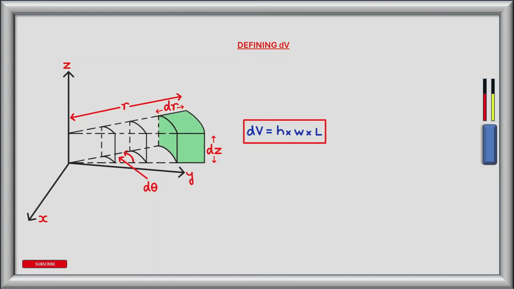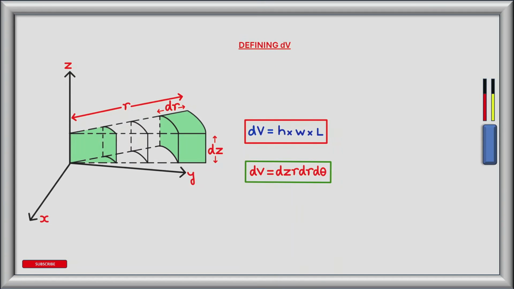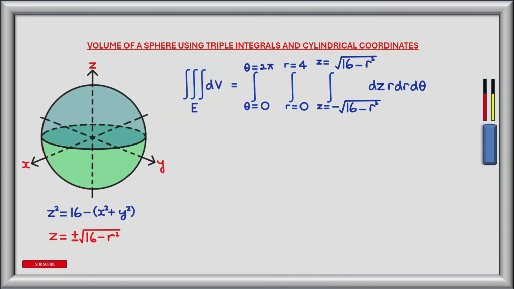Now the arc length of a circle is given by the radius multiplied by the central angle theta. In this case, theta is infinitesimally small, represented by d theta. If we now put all these infinitesimally small dimensions together, we see that the volume dv is given by dz r dr d theta. And we sum all these pieces of volume using our triple integrals to get the total volume. So now we have our triple integral where we're integrating dz r dr d theta.